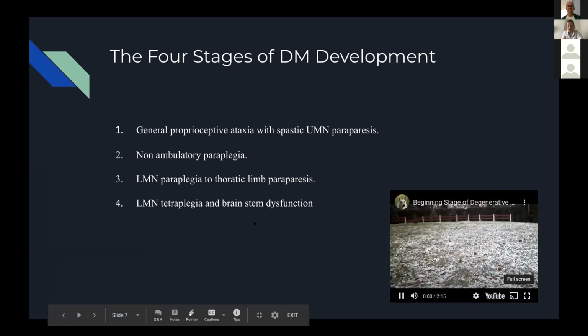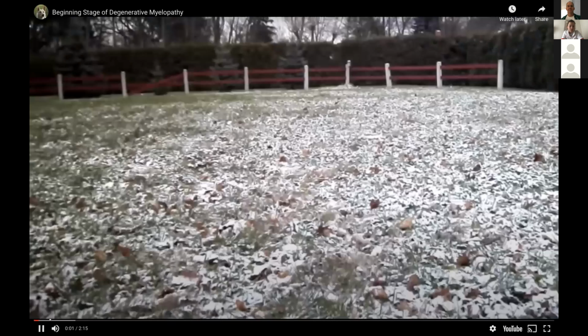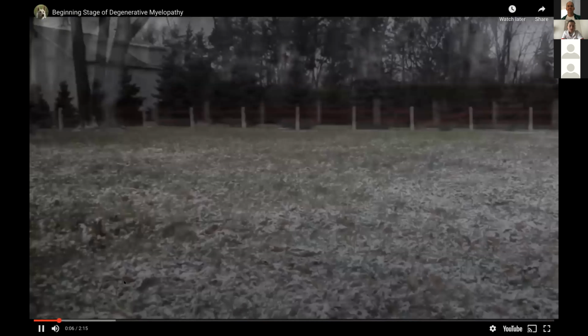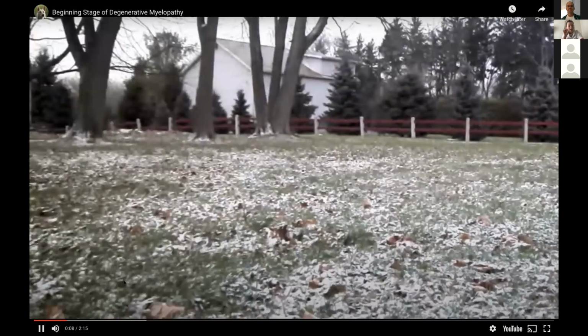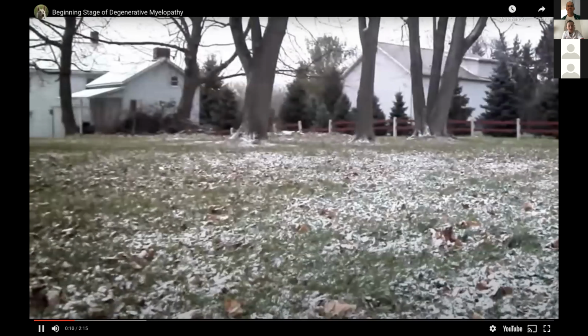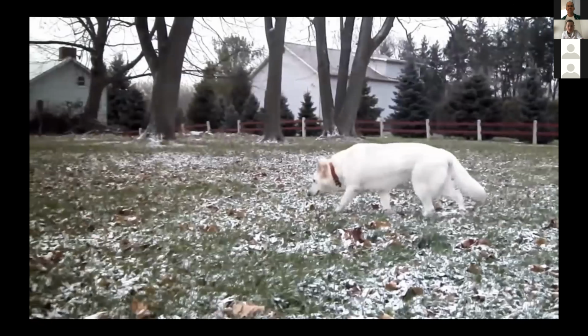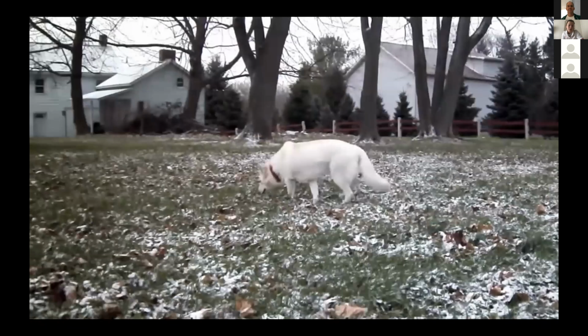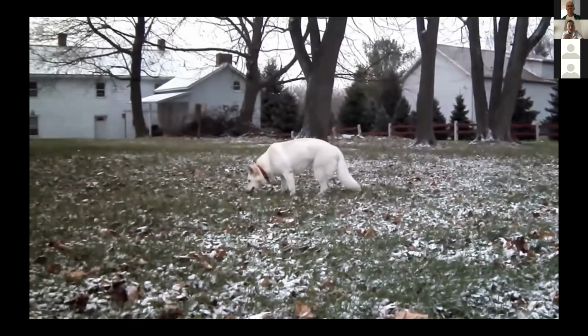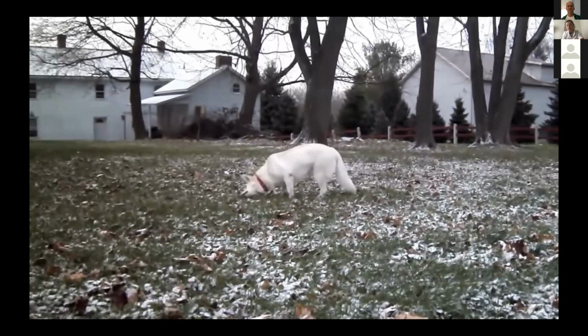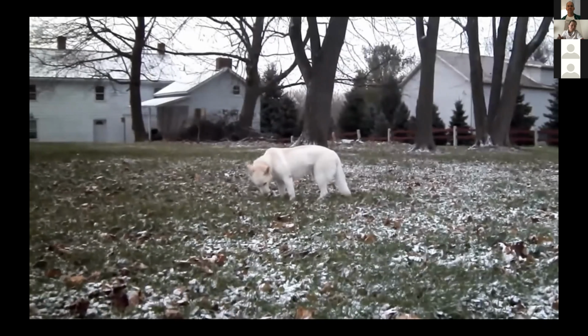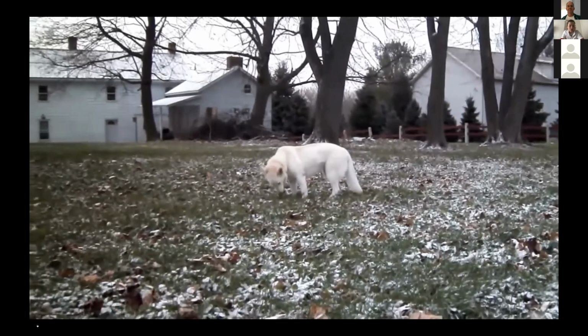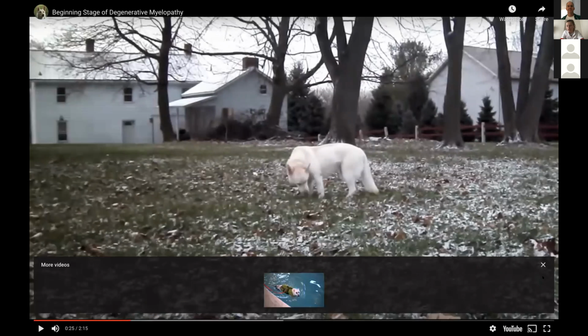So I'll show you this video. Just fast forward to here. You're going to see the dog come in soon, and as you can see, he's struggling a little bit to hold up his back weight. He's stumbling when he walks. This is a German Shepherd, like I said before, so they're really prone to developing DM. That was just a good video to show you what that beginning stage looks like.